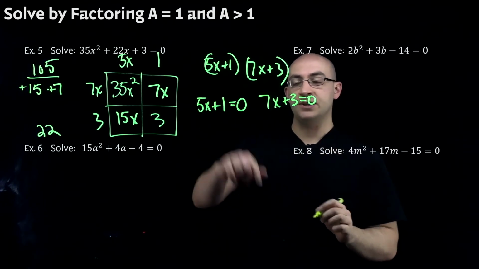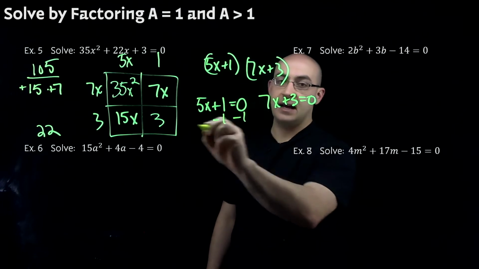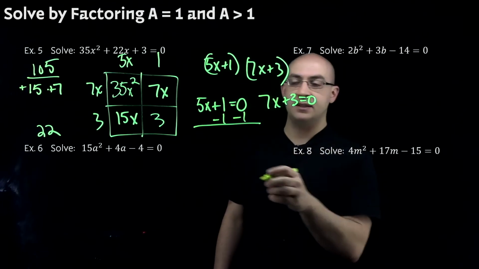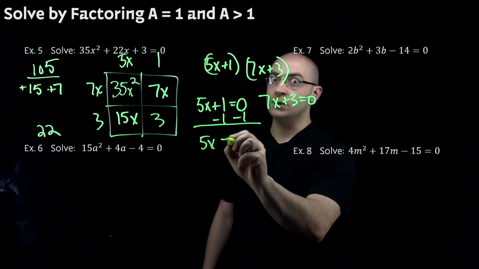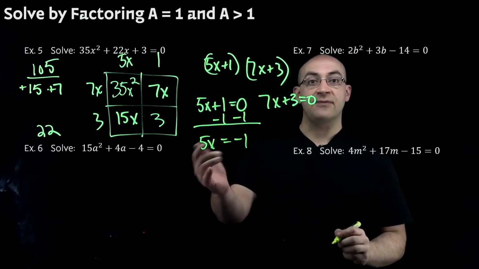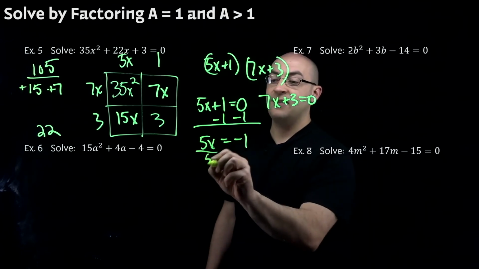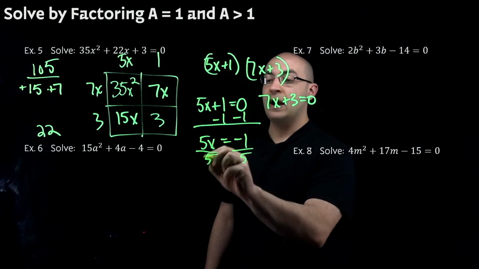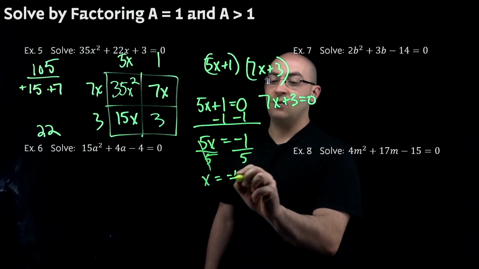5x plus 1 equals 0. I'm always going to subtract first or add first. That's what the reverse of PEMDAS tells us to do. And this is old school algebra 1, right? So I've got 5x equals negative 1. I'm dividing by 5 on both sides, where x is going to equal negative 1 over 5.